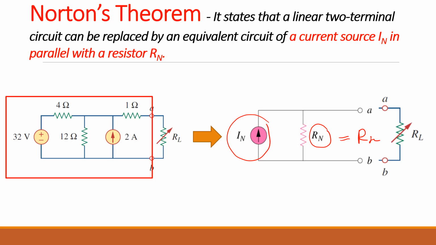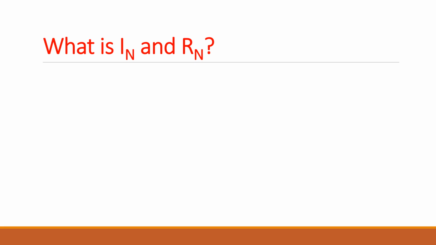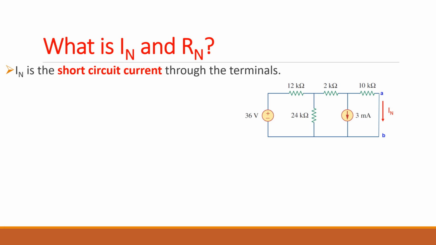So to find IN and RN, I don't think you have any problem with finding RN because you know how to find RTH. You do the same thing for RN. Are we good? Okay, now let's see how. So IN is the short circuit current. So you are making that a short circuit. Do you see? We are making a short circuit path.